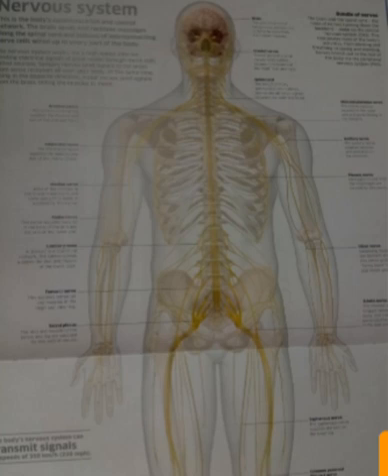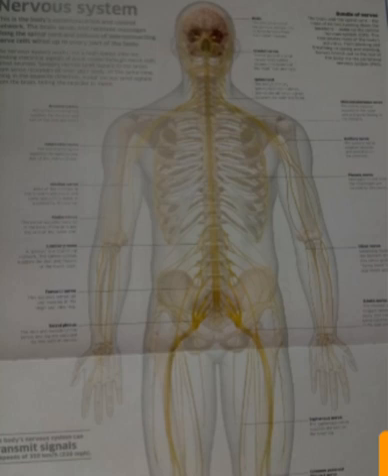The peripheral nervous system consists of cranial nerves, that is 12 pairs of cranial nerves, which arise from the brain, and the spinal nerves, 31 pairs of spinal nerves that arise from the spinal cord. Then this peripheral nervous system is further divided into the somatic nervous system and the autonomic nervous system.